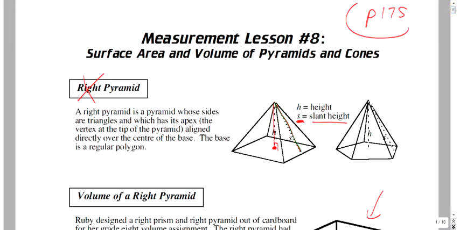The height of this triangle is this, right? That's the slant. That's not the height of the pyramid. Do you see a relationship here?